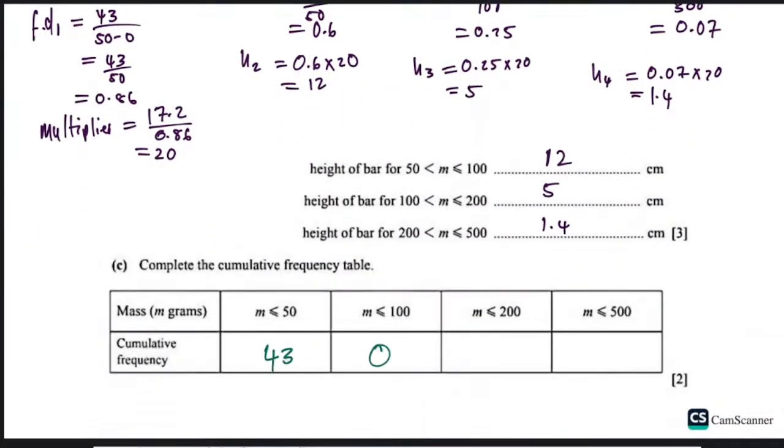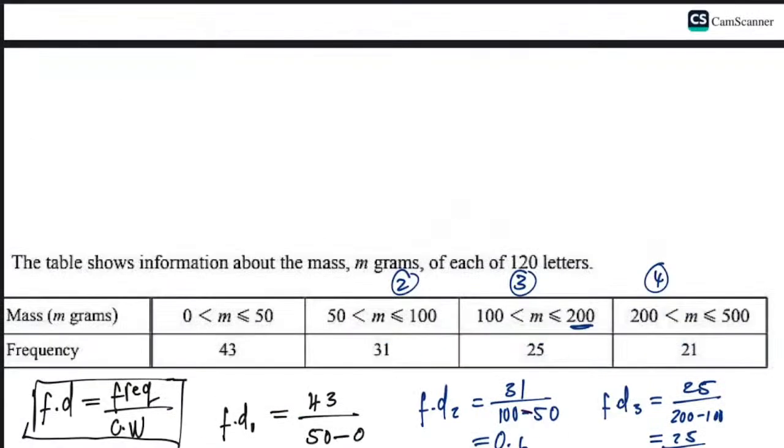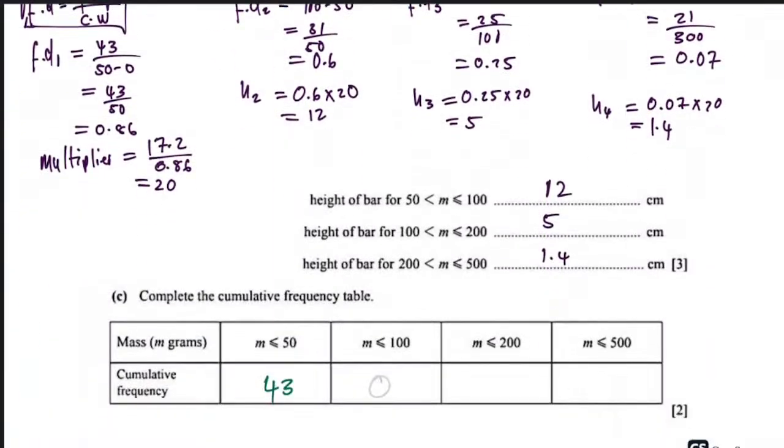Then to get the second position, you add the first value with the second one, because we're doing cumulative frequency, which means we'll be adding as we move along. So we say 43 plus 31, we get 74. That's the one which comes in here.